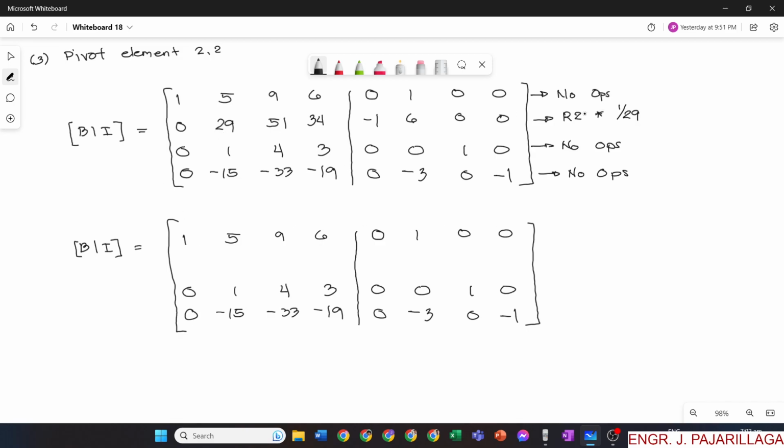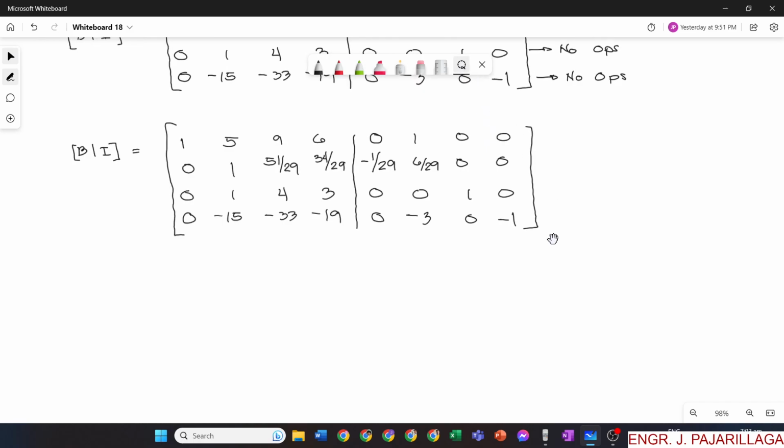Okay, so ito yung 0. 0 multiplied by 1 over 29 is 0. 29 multiplied by 1 over 29 is 1. And then we have 51 multiplied by 1 over 29 is 51 over 29. Then 34 multiplied by 1 over 29 is 34 over 29. Negative 1 times 1 over 29 is negative 1 over 29. 6 multiplied by 1 over 29 is 6 over 29. And then we have 0, 0. So, kasi 0. Anything that we multiply on 0 is equivalent to 0. Okay?